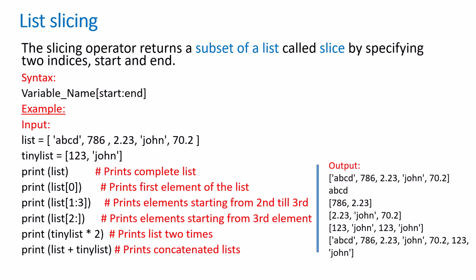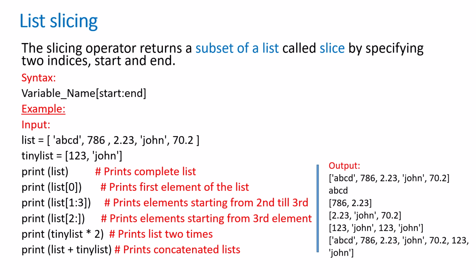and a tiny list equals, within the square bracket, 123, 'john'. Now when you give print of list, it prints the complete list. When we code print of list of 0, it prints the first element of the list. When we have print of list of 1 colon 3, it prints the elements starting from the second till the third. And when we give print of list of 2 colon, it prints the elements starting from the third element.